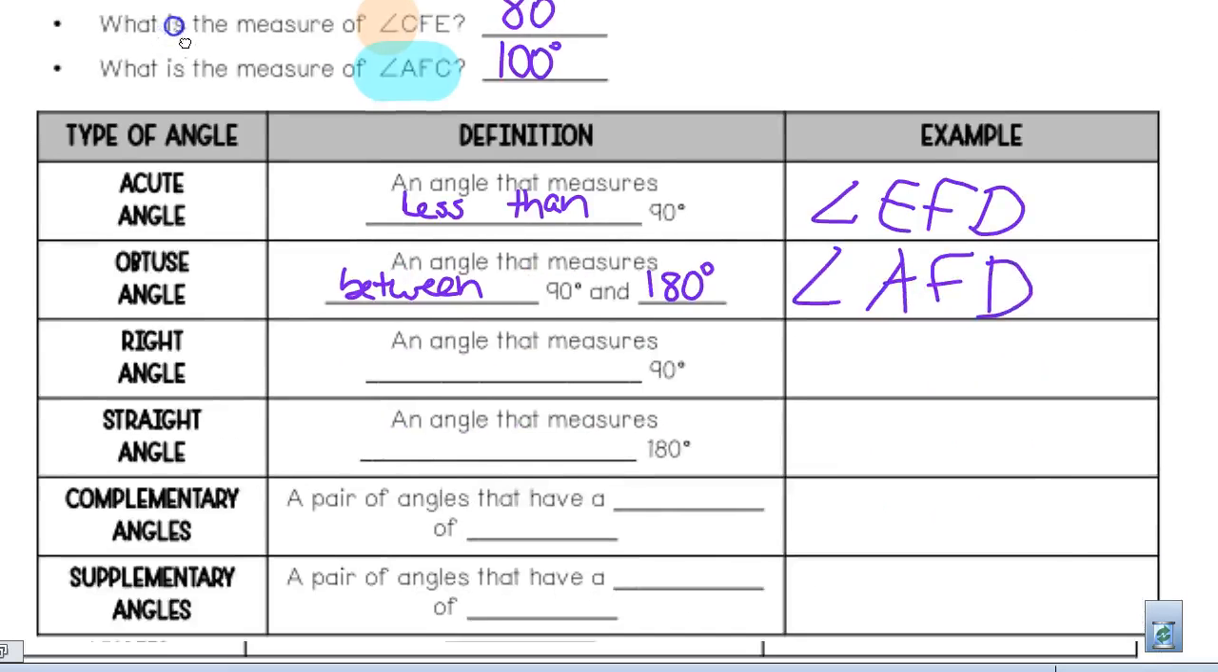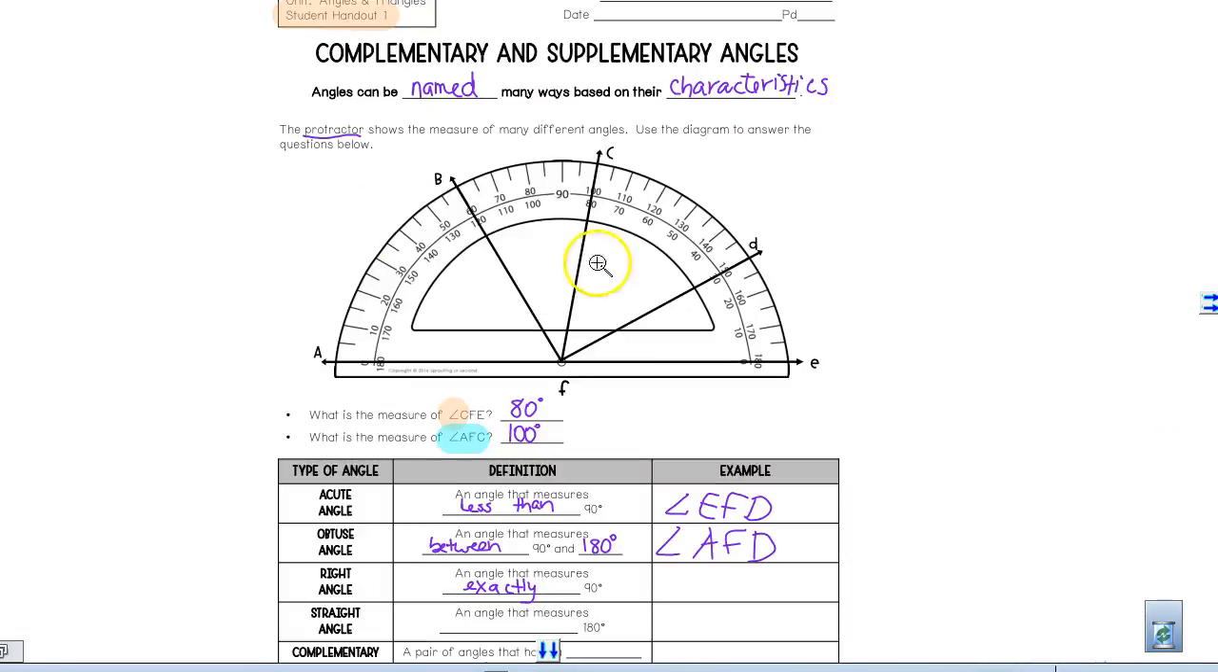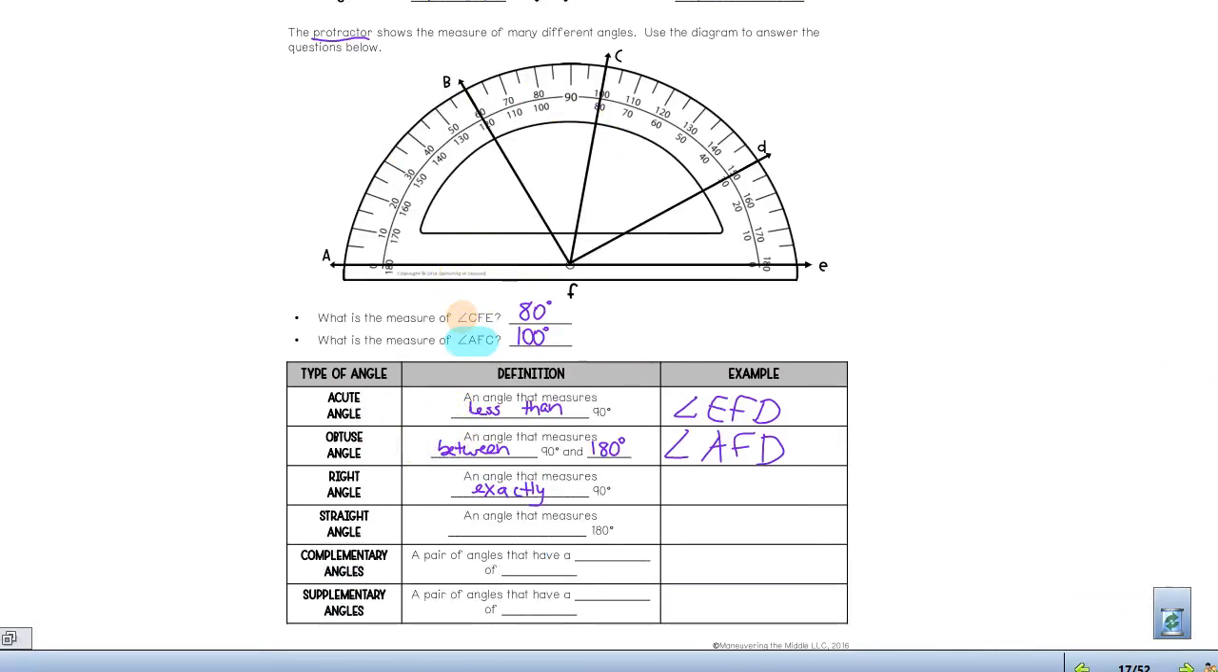Our next vocabulary word is a right angle. A right angle is an angle that measures exactly 90 degrees. So it has to be exactly 90 degrees. So if we take a look at our diagram, I'm looking for an angle that's exactly 90 degrees.